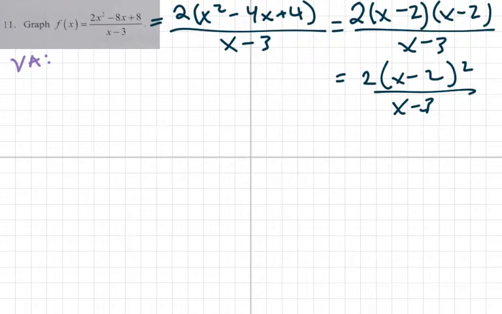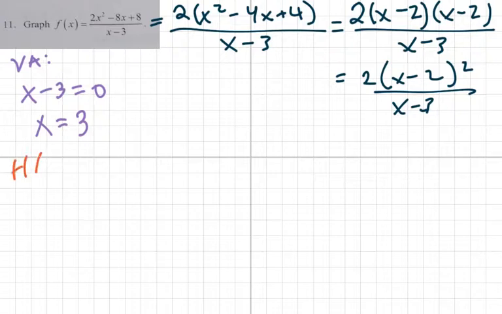So for the vertical asymptote, we take the denominator, x minus 3, and we set that equal to 0. So the equation of the vertical asymptote is x equals 3. Okay, then we find our horizontal asymptote.